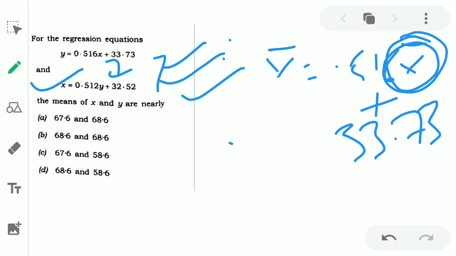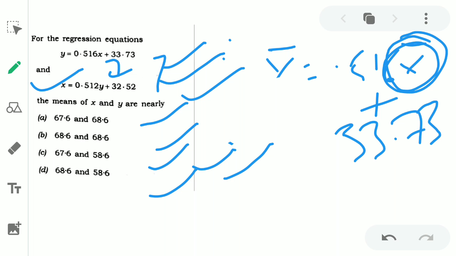If you substitute x into y, basically it will be 0.516 into 0.512, that is nearly around 0.5 into 0.5, that is 0.25, plus 32.52 into 0.516 plus 33.73. So obviously that value will come around 67 or 68 something, and if you analyze these options, then either the value will be 67.6 or 68.6.